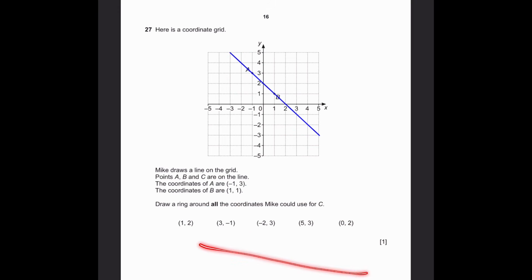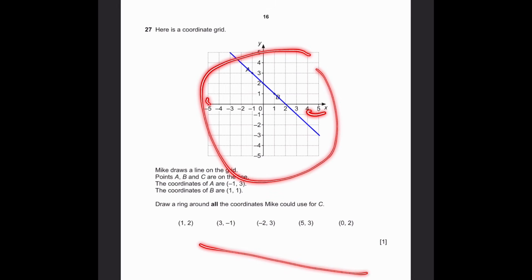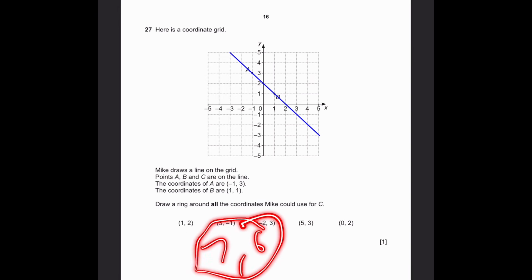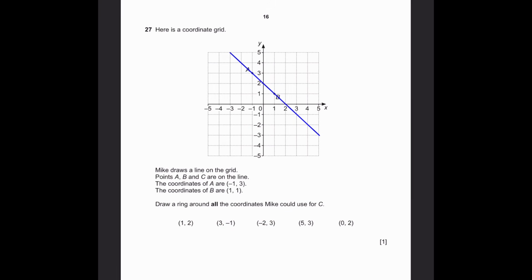Note that all these points lie within the minus 5 to 5 on x and minus 5 to 5 on y. Only then it works. If there's a point, for example, 7, 6, this point is outside the range of the graph, so you have to find the equation of the graph and then do it. But in this case, you don't need to. You can just draw a line and do trial and error.